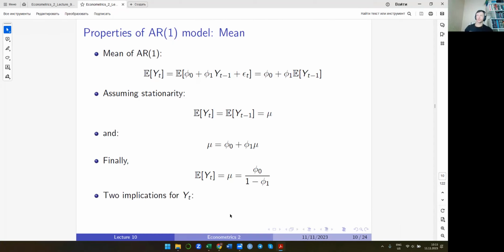There are two implications from this. First of all, what do we see here? Phi 1 cannot be equal to 1. So this coefficient should not be 1. Otherwise, the mean does not exist.